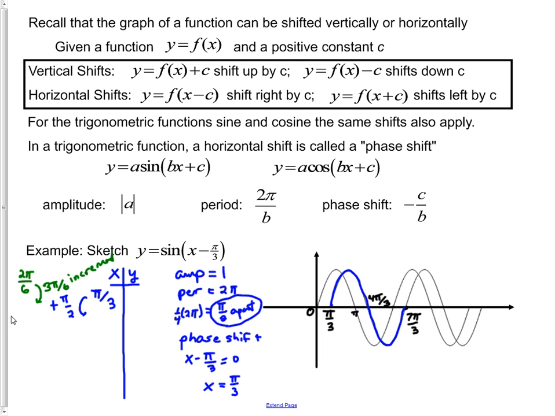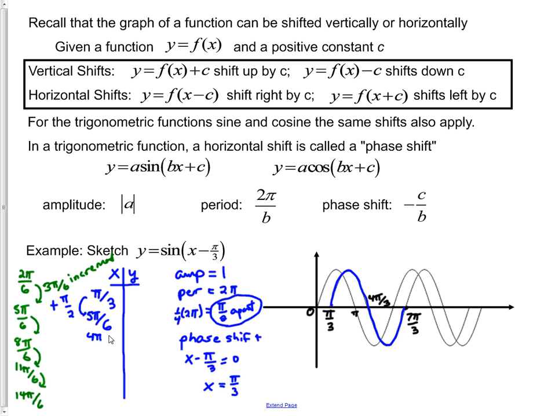So 2 pi over 6 add 3 pi over 6 gives us 5 pi over 6. If we add 3 pi over 6 again, we get 8 pi over 6. We add 3 pi over 6 again, we get 11 pi over 6. Then we add 3 pi over 6 again, and we get 14 pi over 6. Now we should reduce each of these to put them on our table so we can use it on our graph, and that gives us key points here. 5 pi over 6 doesn't reduce. 8 pi over 6 does reduce to 4 pi over 3.